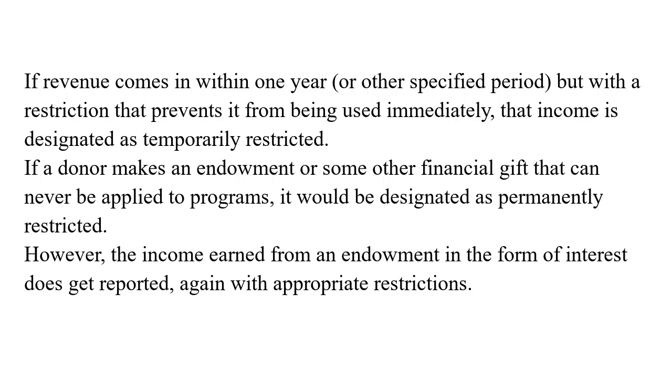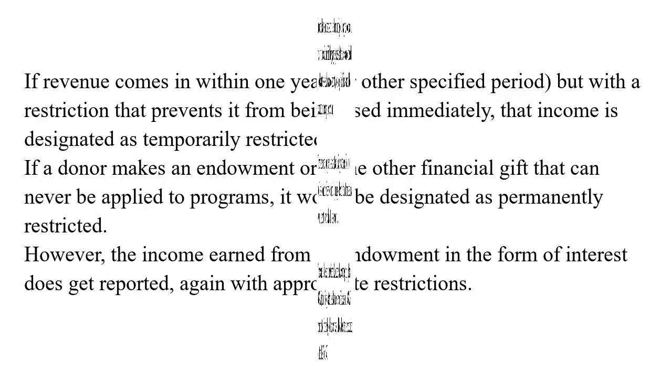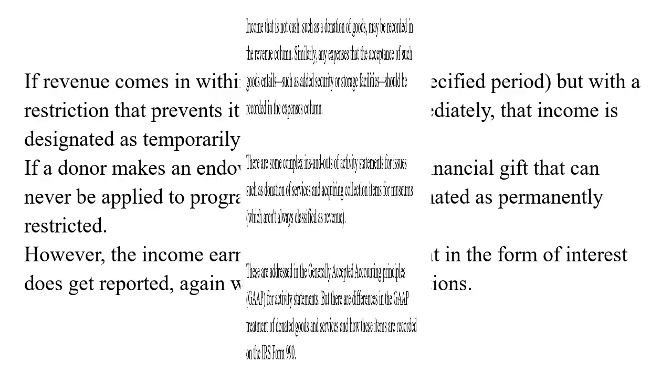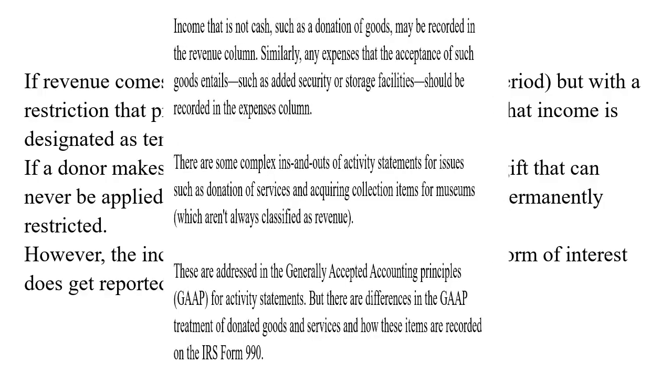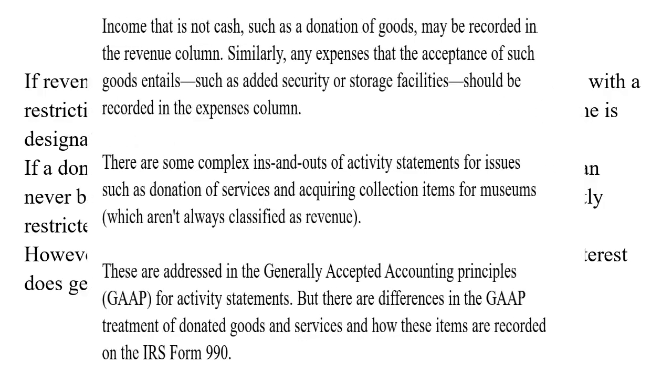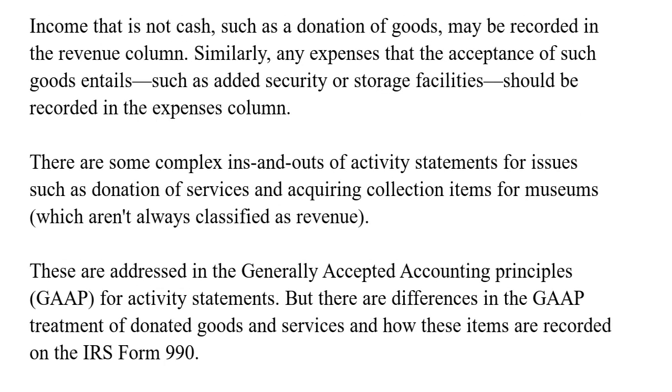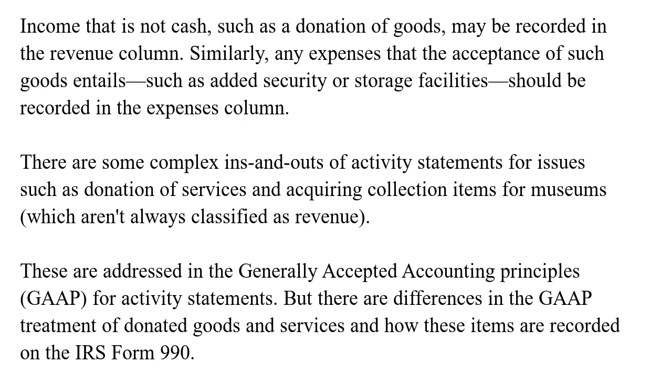If a donor makes an endowment or some other financial gift that can never be applied to programs, it would be designated as permanently restricted. However, the income earned from an endowment in the form of interest does not get reported again with appropriate restrictions. Income that is not cash, such as a donation of goods, may be recorded in the revenue column.